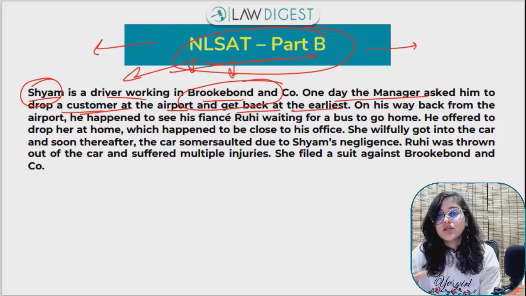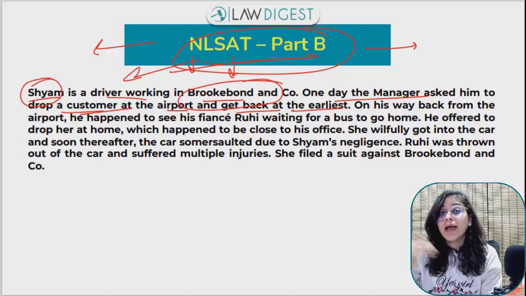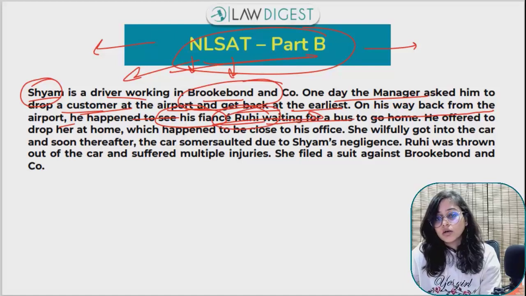So basically the job he has to do is drop a customer to the airport and get back to the premises at the earliest. On his way back from the airport, he happened to see his fiance Ruhi, who is waiting for a bus to go home. He offers to drop her home, and this home of hers is very close to his own office. So he picks her up and drops her to her house.